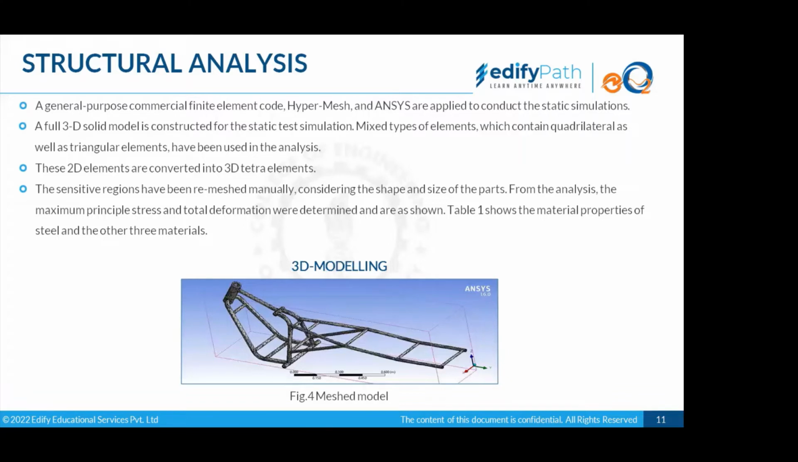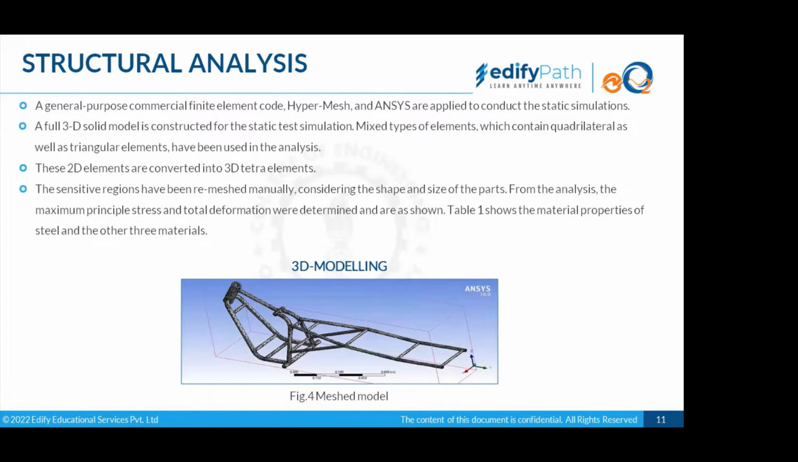So here the analysis has been done with the help of ANSYS software, and they have tried to test the chassis that they have designed, like how it would perform under different conditions. So they have tried to find it out, so that these 2D elements are converted into 3D tetra elements. So if you have a 2D model, then you can in fact convert it into a 3D model also in the software. The sensitive regions have been remeshed manually, considering the shape and size of the parts.